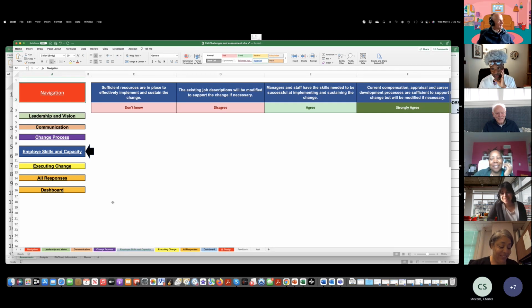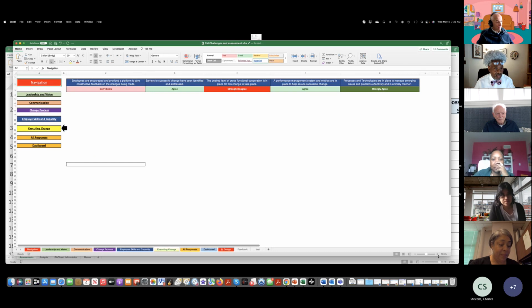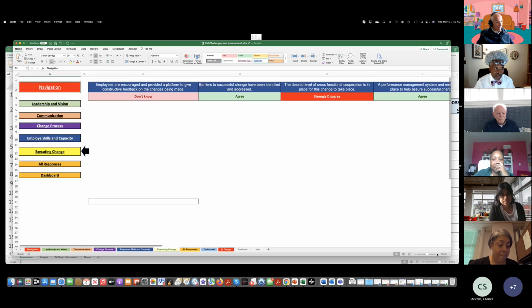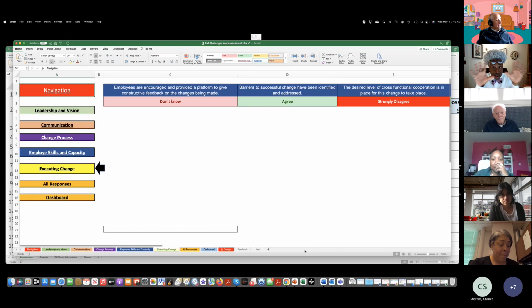Okay. So these are questions you're all familiar with. We've discussed them, and the answers range from don't know to strongly disagree, disagree, agree, and strongly agree. That's true across the board. And then the last category is executing change. We'll zoom into that one a little bit. So if we want to make changes, we can do that.